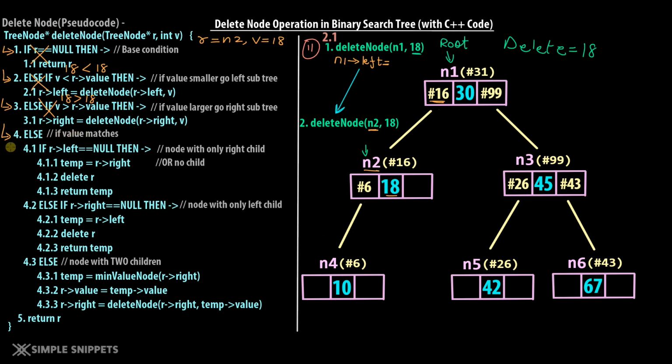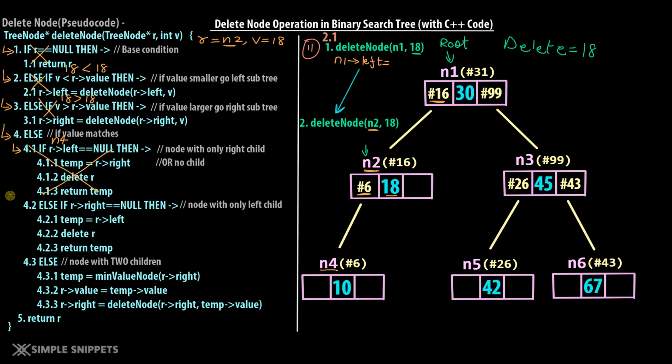Now inside this, as I mentioned, we still have to figure out whether this node has one child, has two children, or is a leaf node. So that's why we have more if and else if conditions. The first thing we check is if r of left is equal to null. Now r is n2. So n2 has a left value. What is that? n2 has a left value of #6, which is the address of n4. So r of left is not null. R of left is n4, correct? So this entire 4.1 will not be executed because r of left is not null.